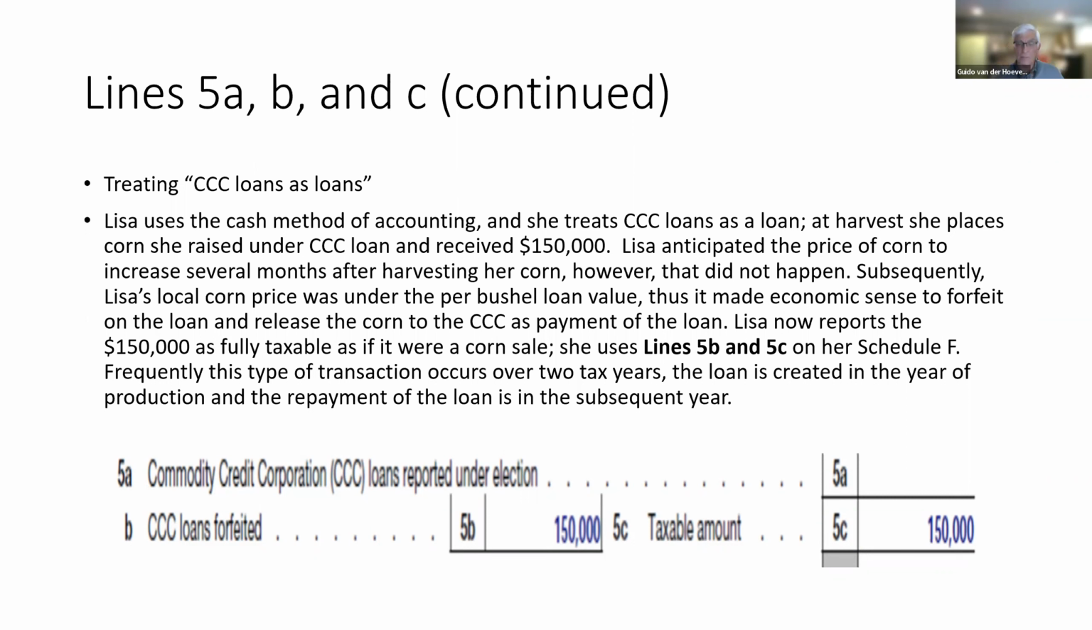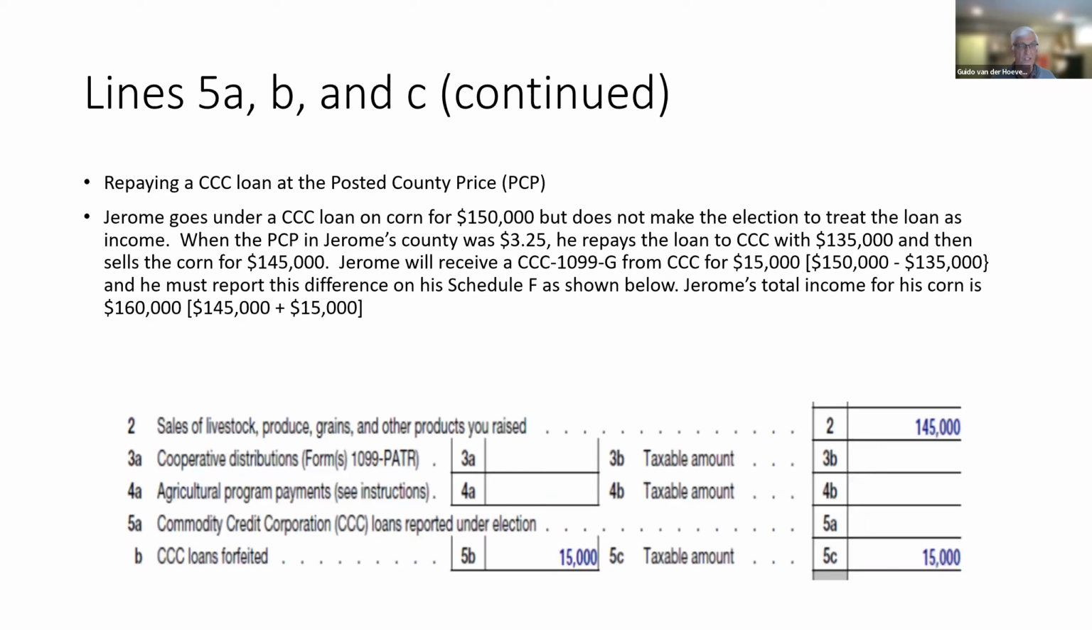And I know that it may be kind of like drinking through a fire hose, but just think about it, that in the economic sense, it didn't make sense because the local corn price was below her loan value. And sometimes that happens. I remember when I was farming in the 1980s, that was not an uncommon event across years. And so she may forfeit those and then go ahead and report those. And it's just an illustration that you would do that on 5B and 5C.